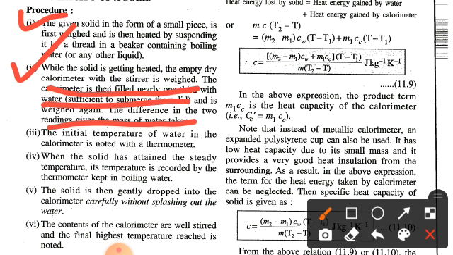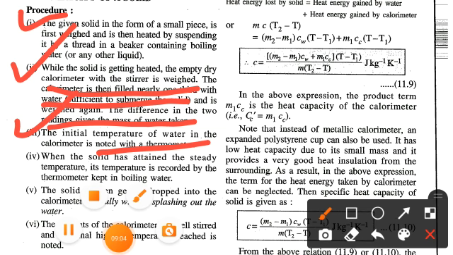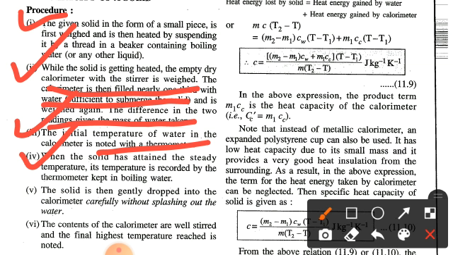The third one, the initial temperature of water in the calorimeter is noted by which? Thermometer. You can note the initial temperature of a calorimeter by thermometer. So when the solid has attained the steady temperature, its temperature is recorded by the thermometer kept in boiling water. The solid is then gently dropped into the calorimeter carefully without splashing out the water.